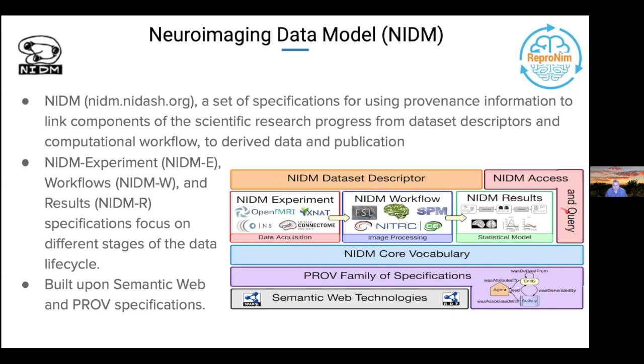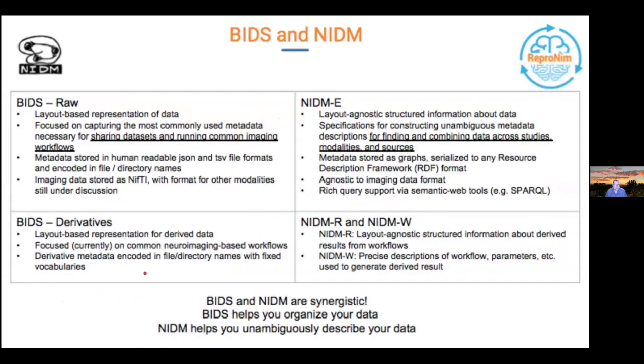And there are three specific specifications. There's a NIDM Experiment, there's a workflow specification, and the results specification. And this is all built on Semantic Web and provenance specifications. And I'll introduce those concepts as well.